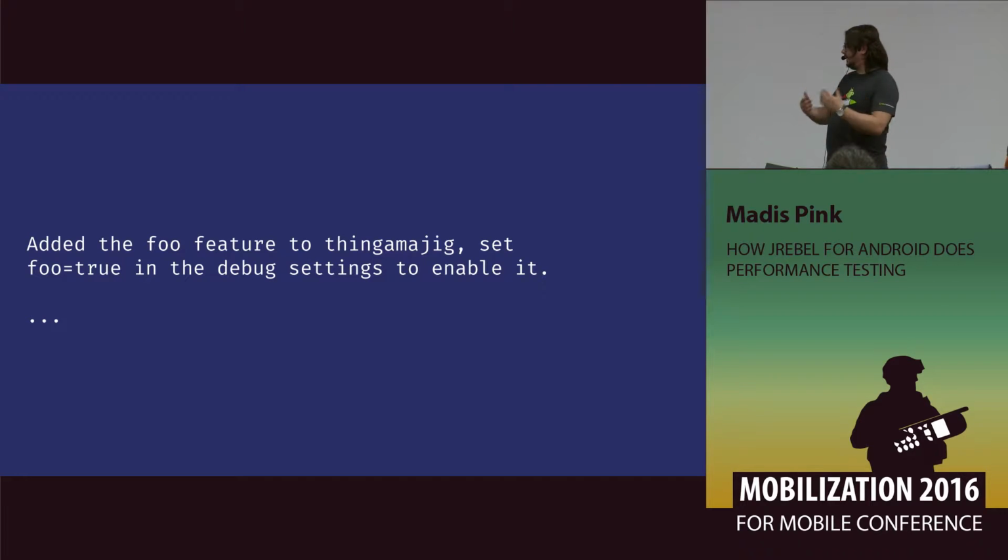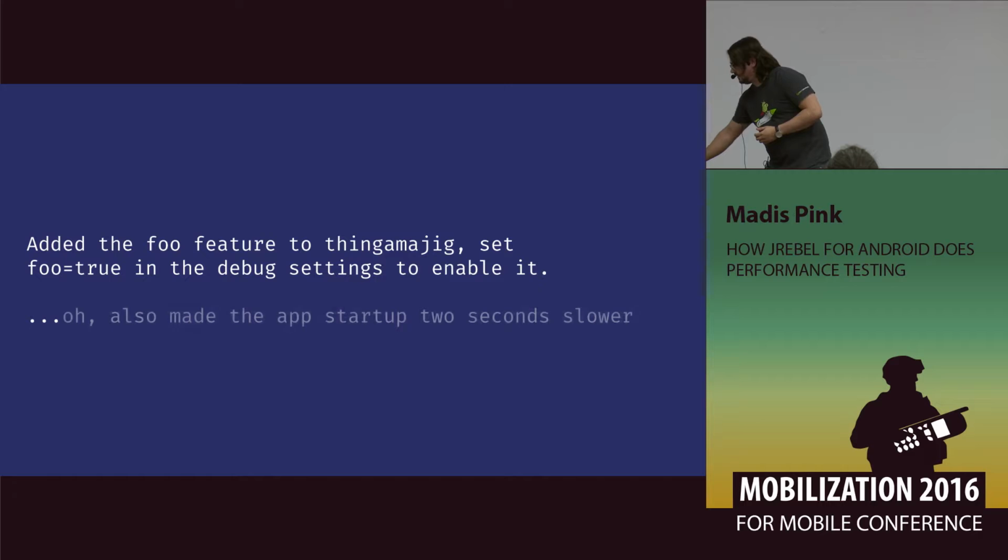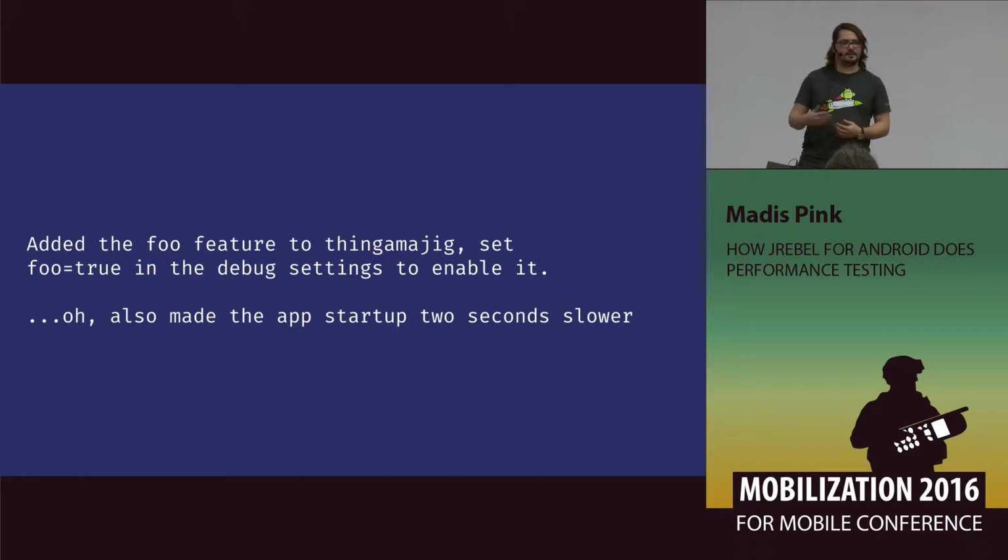And if you're really lucky, if you're in an ideal world, then the commit would look something like this: I added feature foo, and oh, I also made the app startup a bit slower. But this never happens. I mean, nobody writes a commit like this, because nobody actually knows that they pushed something that's broken.